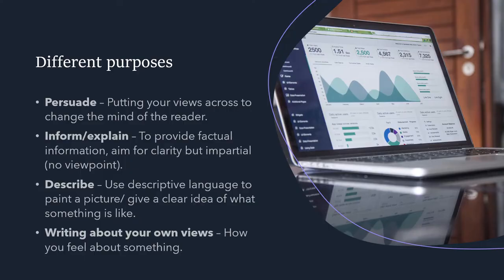So some of the purposes are quite similar and they do overlap, but the examiner needs to see that you've made a certain effort towards the purpose that they wish for you to display.